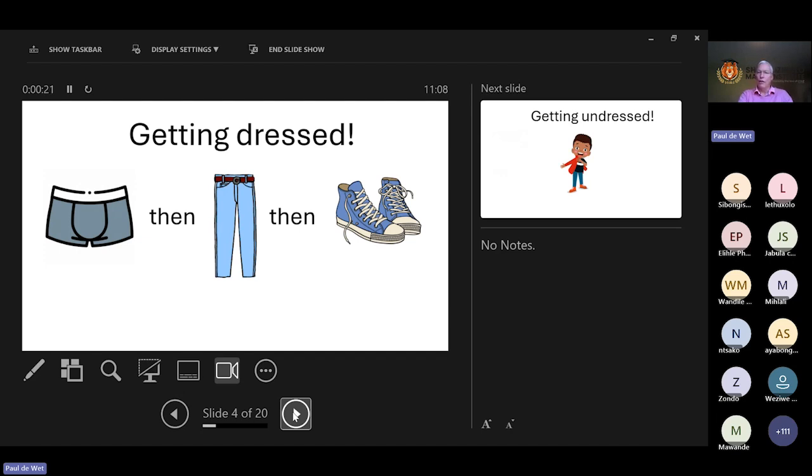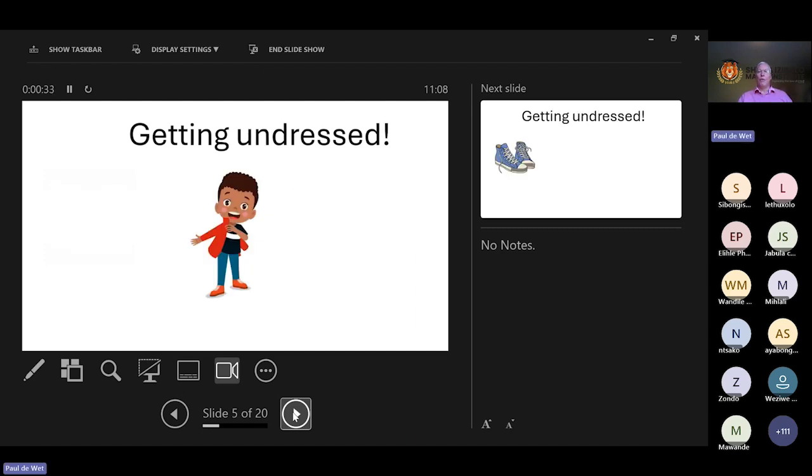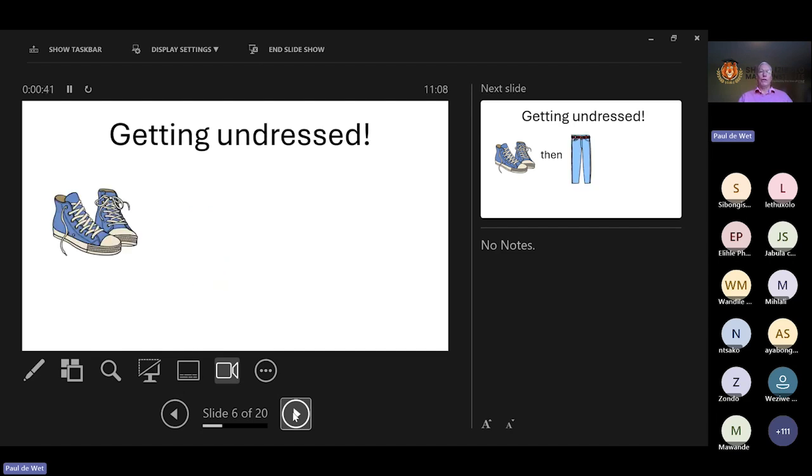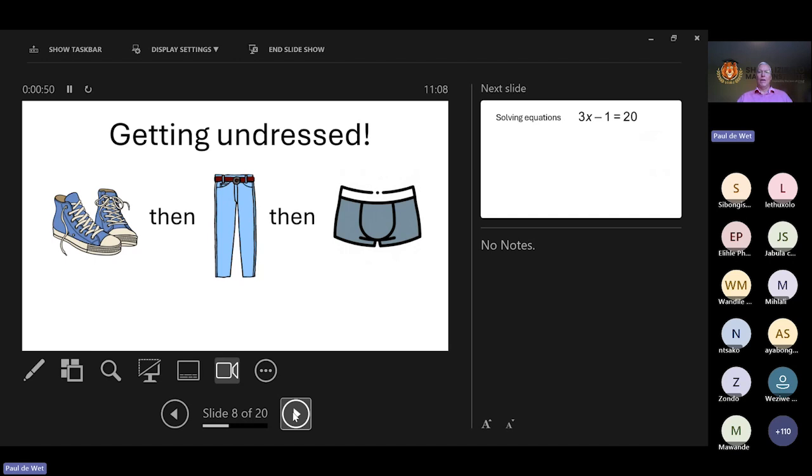We don't put the shoes on first. It's very difficult to get your jeans on if you've got your shoes on. Now, when we get undressed, guys, which one comes off first? The shoes come off first. Then what comes off next? The longs. And then what comes off next? The underpants.